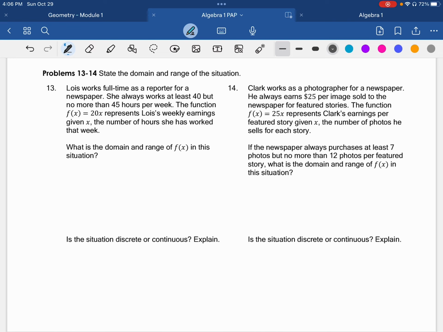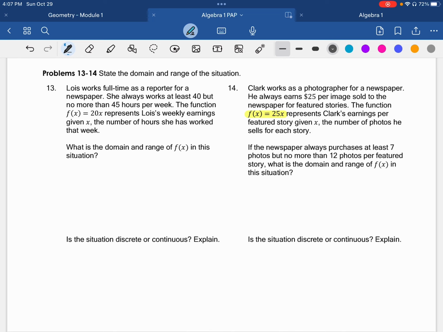State the domain and range of the situation. Clark works as a photographer for a newspaper. He always earns $25 per image sold to the newspaper for featured stories. This function right here, f of x equals 25x, represents Clark's earning per featured story given x, the number of photos he sells each story. If the newspaper always purchases at least 7 photos, but no more than 12 photos per featured story, what is the domain and the range of f of x in this situation?